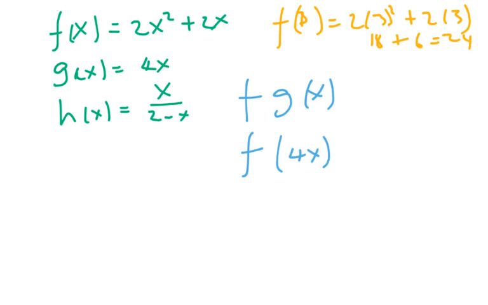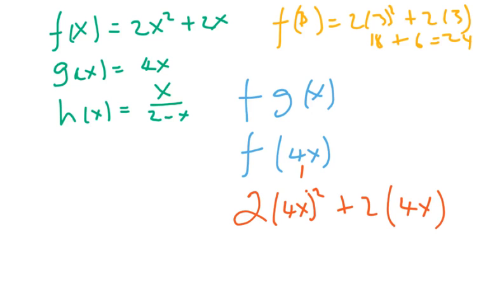So I'm going to have f of this is equal to 2 times, and now instead of having x squared, I'm going to put this 4x in. So I'm going to have 4x all squared. And then I work over to this bit, so I'm going to have plus 2x. So it's plus 2 times, and again, instead of putting in x, or in this case the 3, I'm going to put in the 4x. So that's 4x. And then I multiply that out as appropriate. So 2 times 16x squared plus 8x. Okay, that's f of g of x.